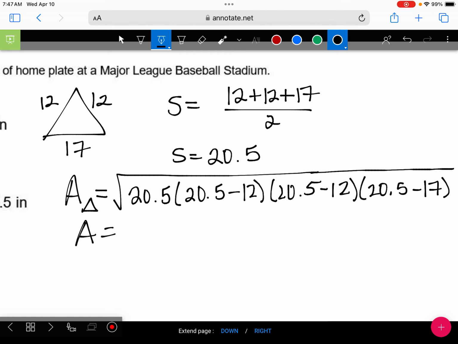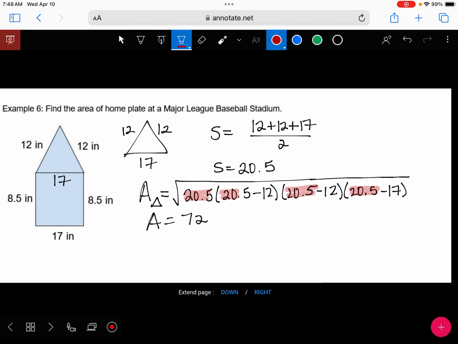Did you all get a decimal answer? For some reason, I just put 72. I don't know why. Yeah, because it's 999 and then 5. Oh, it's like 71.99. Okay, so yeah, I just put 72. So for the triangle, your semi-perimeter should have been 20.5. So then we just take that and then subtract each side. Type it all in under a square root, and you get 72.